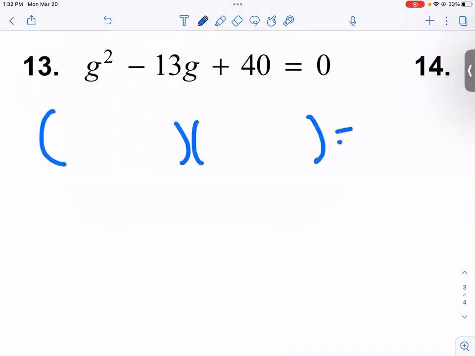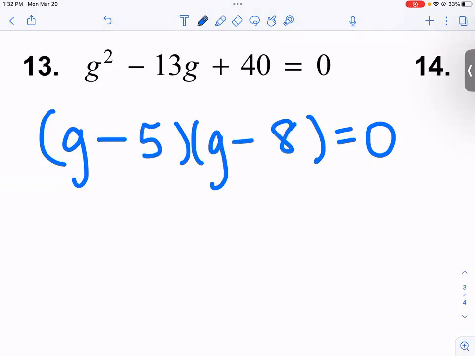I need 2 numbers that multiply to 40 and add to negative 13. 8 and 5. Would they both be negative? Yes. So G minus 5 and G minus 8? Is negative 5 plus negative 8 negative 13? Is negative 5 times negative 8 positive 40?